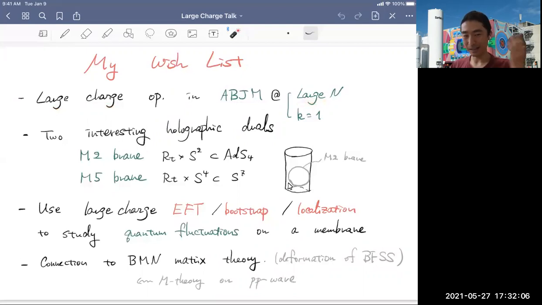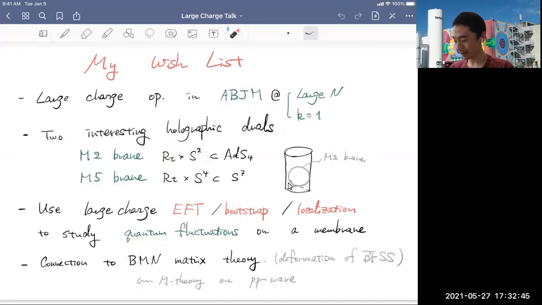Similarly to the D-brane that I discussed today, there are two interesting holographic duals. One is the rotating M2 brane, whose world volume is given by R_t times S2. This is the direct analog of the D3 brane that I discussed today. There is also the M5 brane as well. In the M2 brane, the size of the M2 brane is controlled by the charge. And it would be very nice if we can use the large charge EFT or bootstrap or localization to study some quantum fluctuation on a membrane and say something about quantization of a membrane.